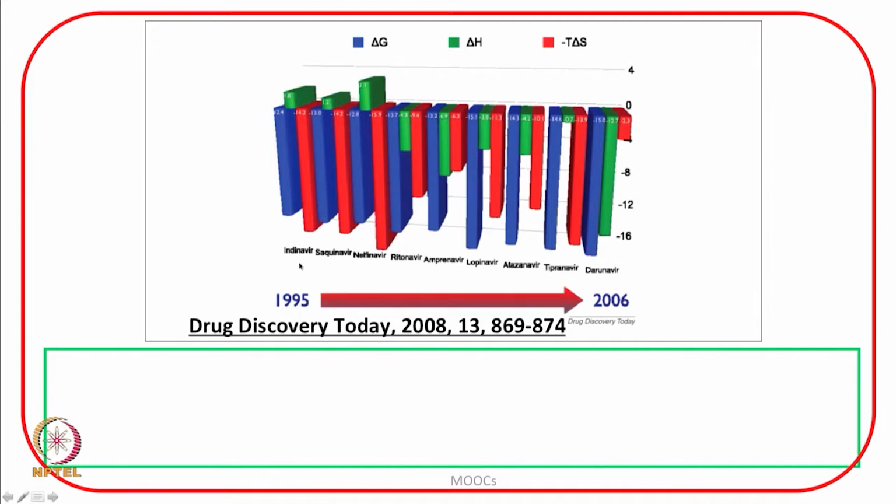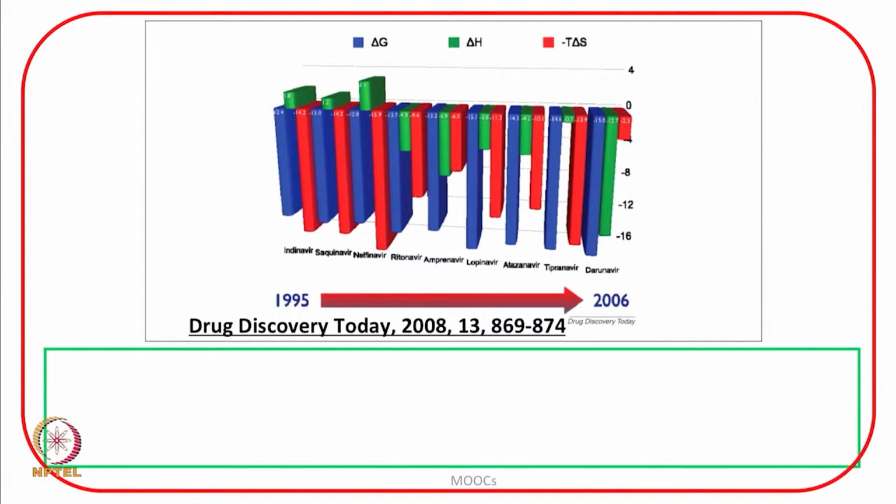And the trend is from Indinavir to Darunavir. Darunavir, in 2006, was the most used FDA approved HIV protease inhibitor.